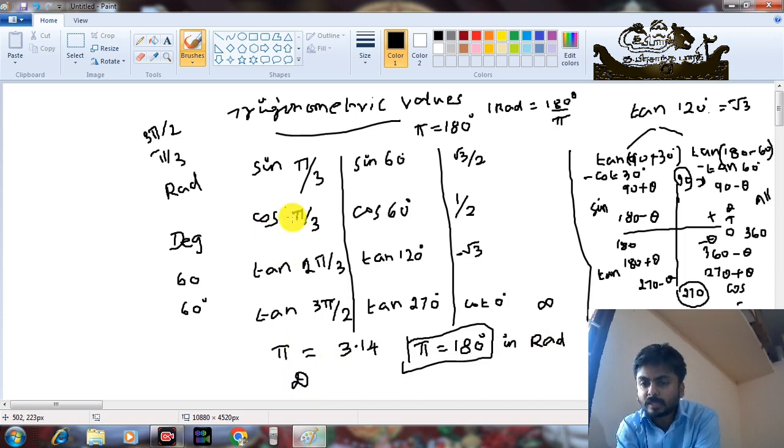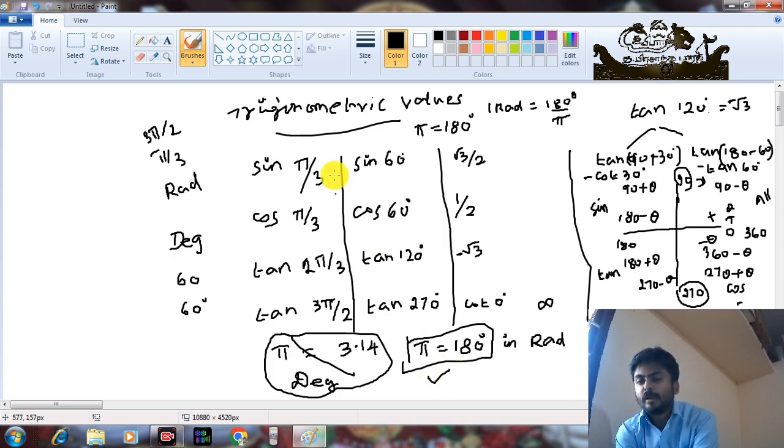So here sin pi by 3, the calculator will consider it as 3.14 by 3. Here it is 2 into 3.14 divided by 3. So it will be wrong. In trigonometry you should not use pi equal to 3.14, you should use pi equal to 180 degree.